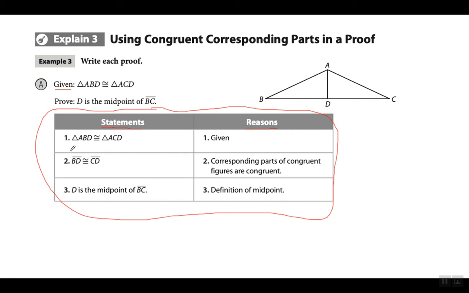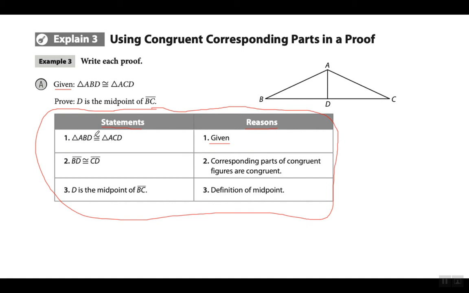Okay, now let me say something very important. Always, for your first statement, the first thing that you're going to write in a proof is the given information. That's always what goes first. So that's right here, the first thing that they put is triangle ABD is congruent to triangle ACD. That's what they gave you up here. And for the reason, you just put given. It's always like that every time for the whole year. Whatever they give you at the beginning, that's what you put first. And the reason, you always write the exact same thing, given.